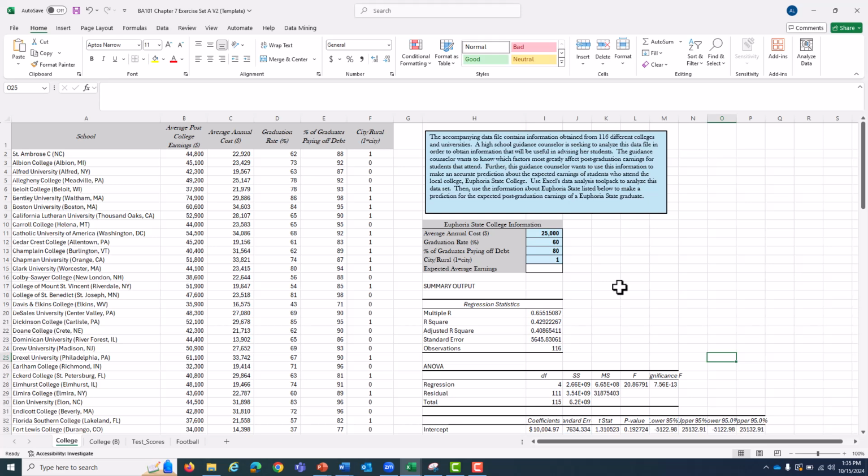People with more money have an easier time paying off student loan debt, so therefore we can expect the schools with the highest percentage of graduates paying off debts to have the highest amount of earnings. So there's a correlation between those two.